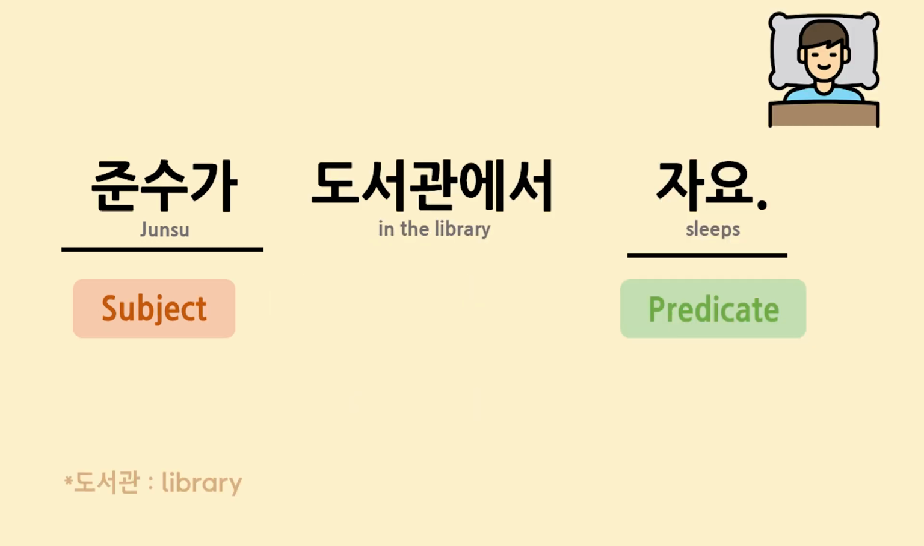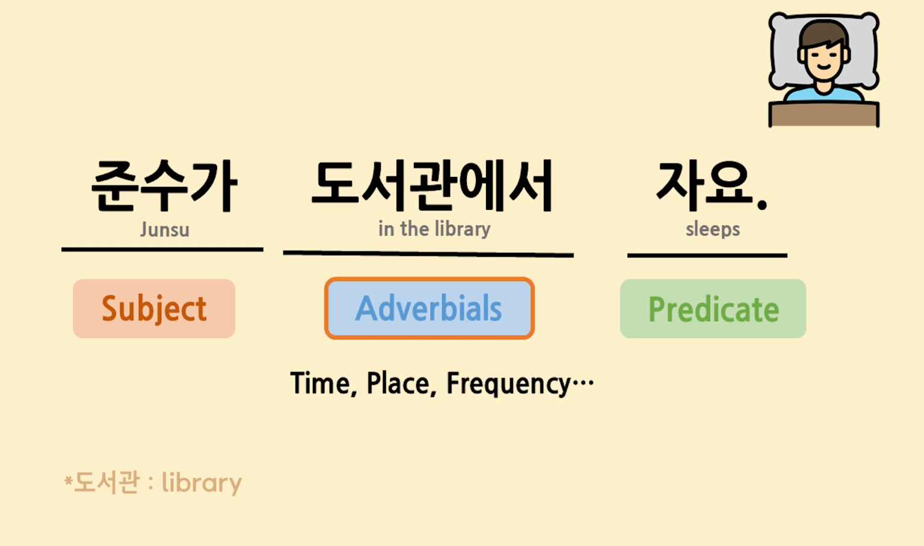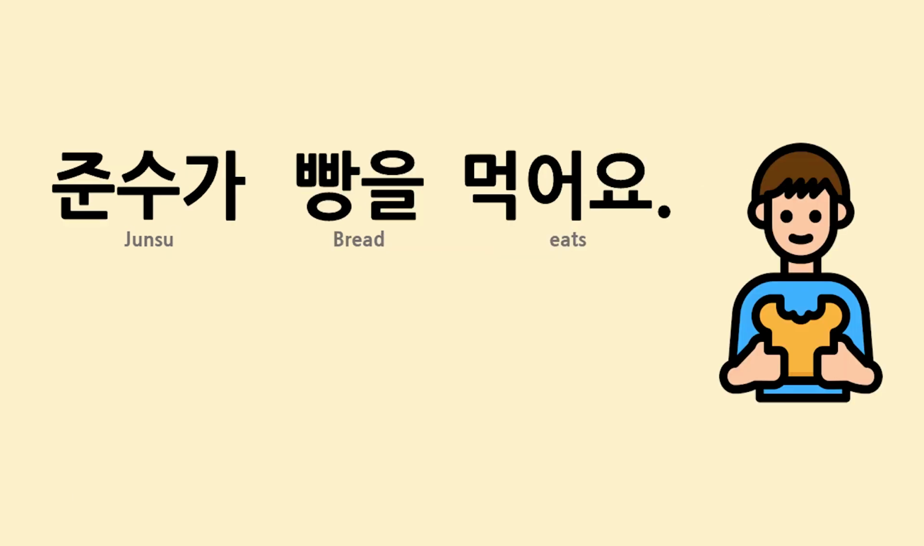From this sentence, you can also add the place. 준수 sleeps in the library, and in the library, 도서관에서 is what we call adverbials. Adverbials are words that can give more information about verbs. They can just be a word or in a phrase, and they often say when, where, or how often something happens. Let's look at another sentence together.